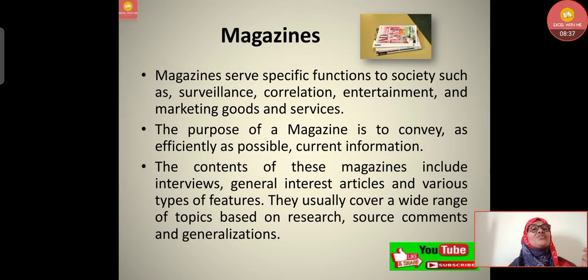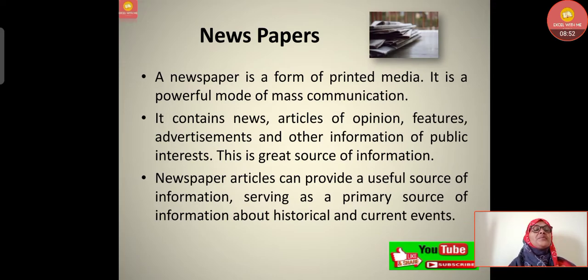So the contents of these magazines include interviews, general interest articles and various types of features. Even cartoons, children will like. They usually cover a wide range of topics based on research, source comments and generalizations. Then newspapers, obviously daily the newspaper will come to the students' homes, but they will not read. But the teacher should inspire them to read the newspaper so that they will understand what is happening in their area, particularly in the country, in the world.